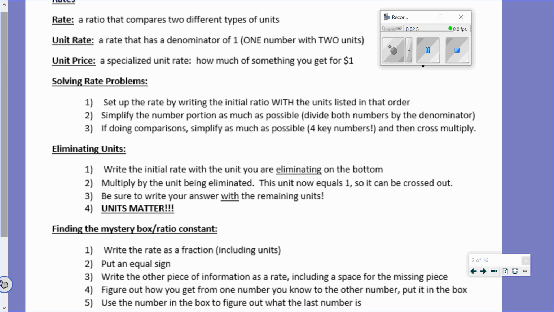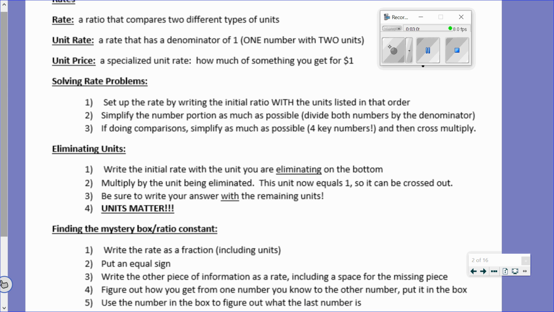Then you're going to simplify the number portion as much as possible. Divide both numbers by the denominator. So whatever my denominator is, that's what we're going to divide them both by. That's going to get me to one number. If I'm just doing a comparison, I could just simplify as much as possible. A lot of times that's going to help us.